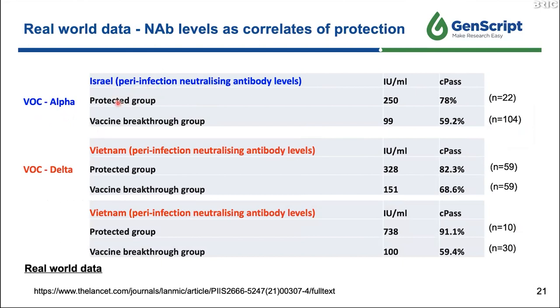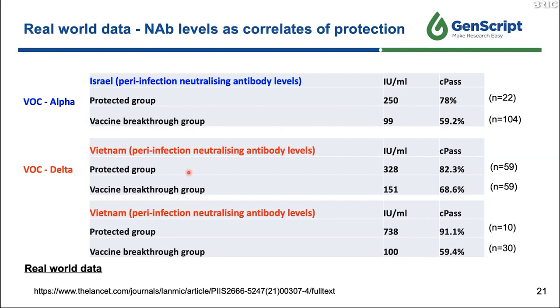In this study, it was found that for those who were protected from infection, their neutralizing antibody level, in both IU per ml and cPass, was much higher than those who had vaccine breakthrough infection. It was shown that 250 IU per ml, which is equivalent to cPass 78%, suggests very high confidence against vaccine breakthrough infection against alpha.